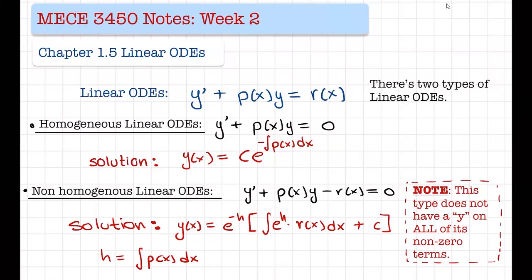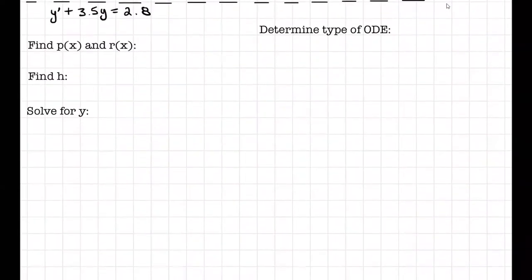So let's solve a problem for this one. Let's see which type we have. All right, we have the following problem: y prime plus 3.5y equals 2.8. The first thing is to determine the type of ODE. For this ODE, there's a y here, this term has a y, but this term does not have a y. If that is the case, it means this will be a non-homogeneous. Before that, we know it's linear because none of its powers are above 1. So we say this is a linear ODE. And what kind of linear? Since there's only a y here, and this one does not have a y, we know it's a linear non-homogeneous ODE.